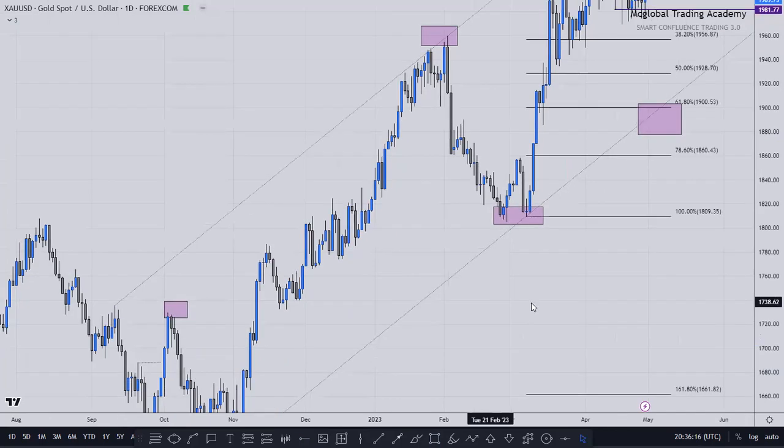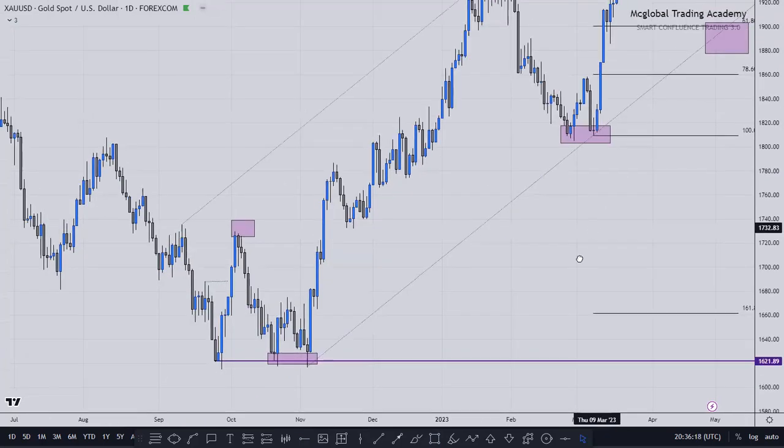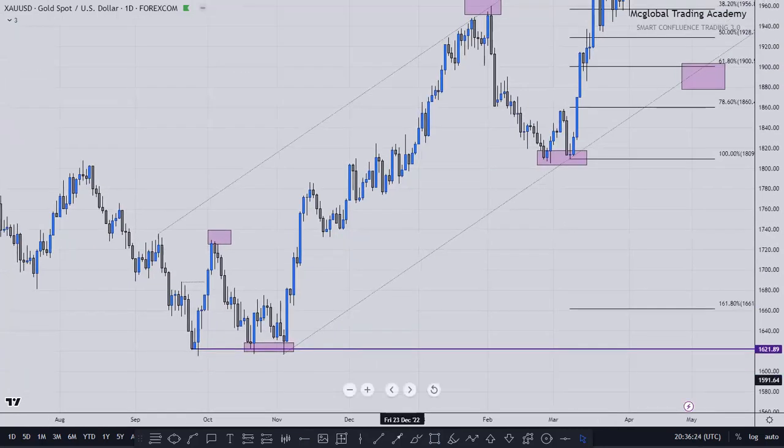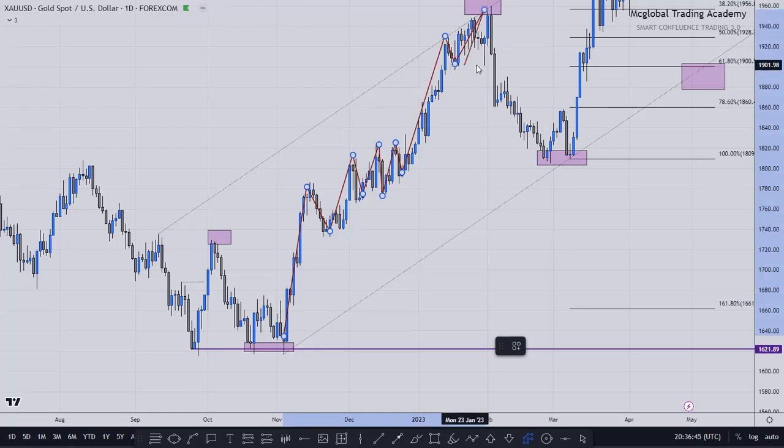Now if you follow the strategy that we use, according to Smart Confluence Trading 3.0, one could have scaled this trade following market structure. If you check higher highs, higher lows, the higher structure was never broken. Higher high, higher high, higher low. Let's say higher high here, then here it broke the higher low. Upon the break there, according to Smart Confluence Trading 3.0, that is where we'll be looking for any selling opportunities.